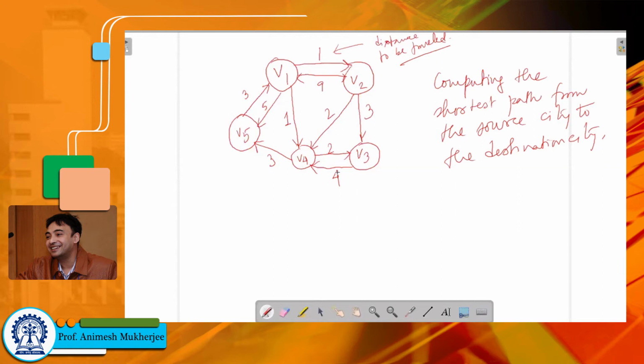Now, if we take this particular example, here we are interested only in simple paths.